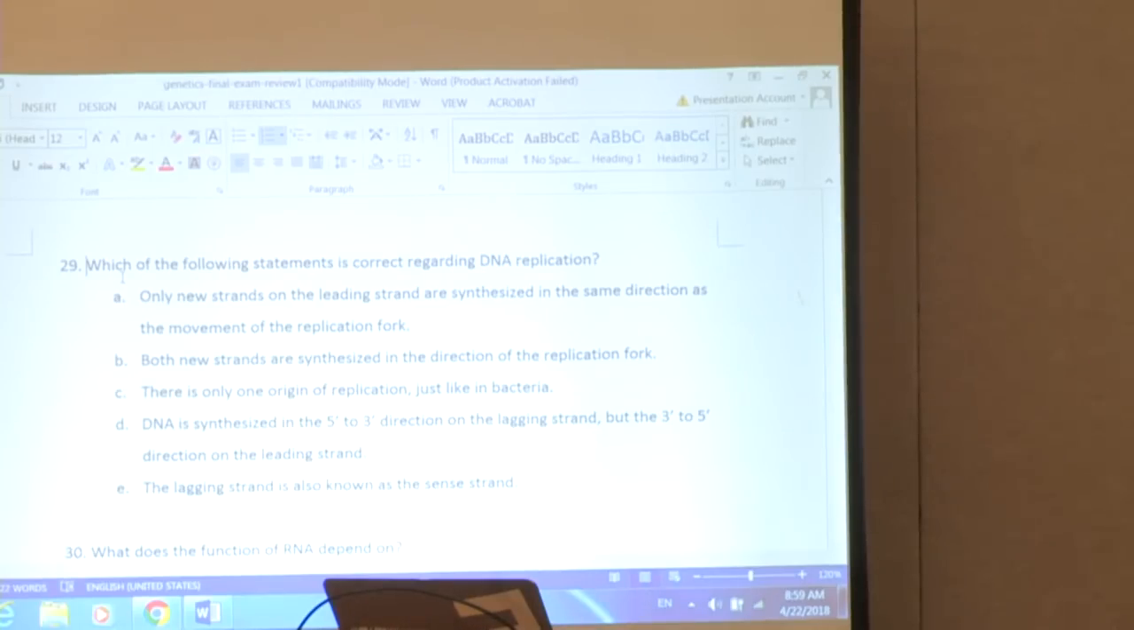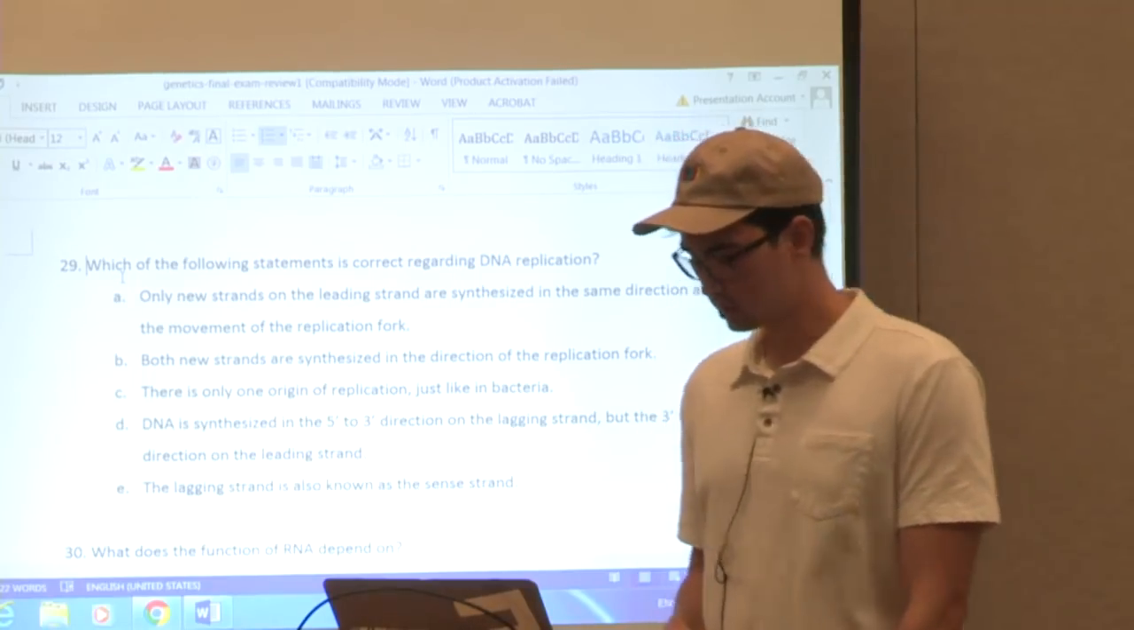And then in eukaryotes, there are multiple origins of replication. So C would not be correct. And synthesis is only in the 5 to 3' direction. It's the same for transcription as well. You're only seeing polymerization in the 5 to 3' direction. So the answer would be A.